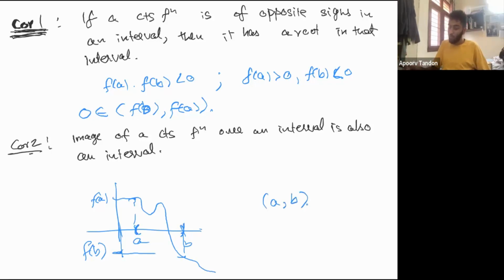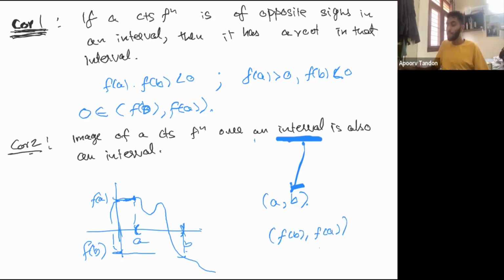So image of a continuous function over an interval, a to b is the interval we're talking about here, is also an interval. So from IVT we already know that if the value at a is f of a, the value at b is f of b, it is taking all values between f of a and f of b. So the minimum interval, the minimum possible interval that it must cover, the function must cover between a and b is of course f of b to f of a.